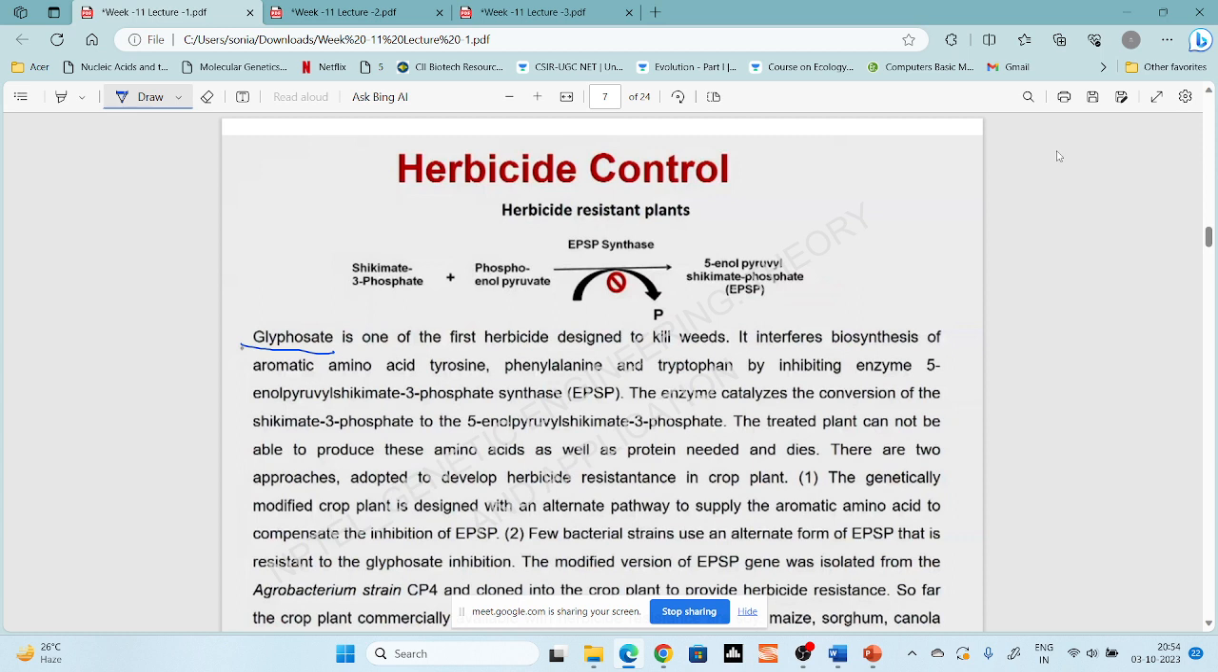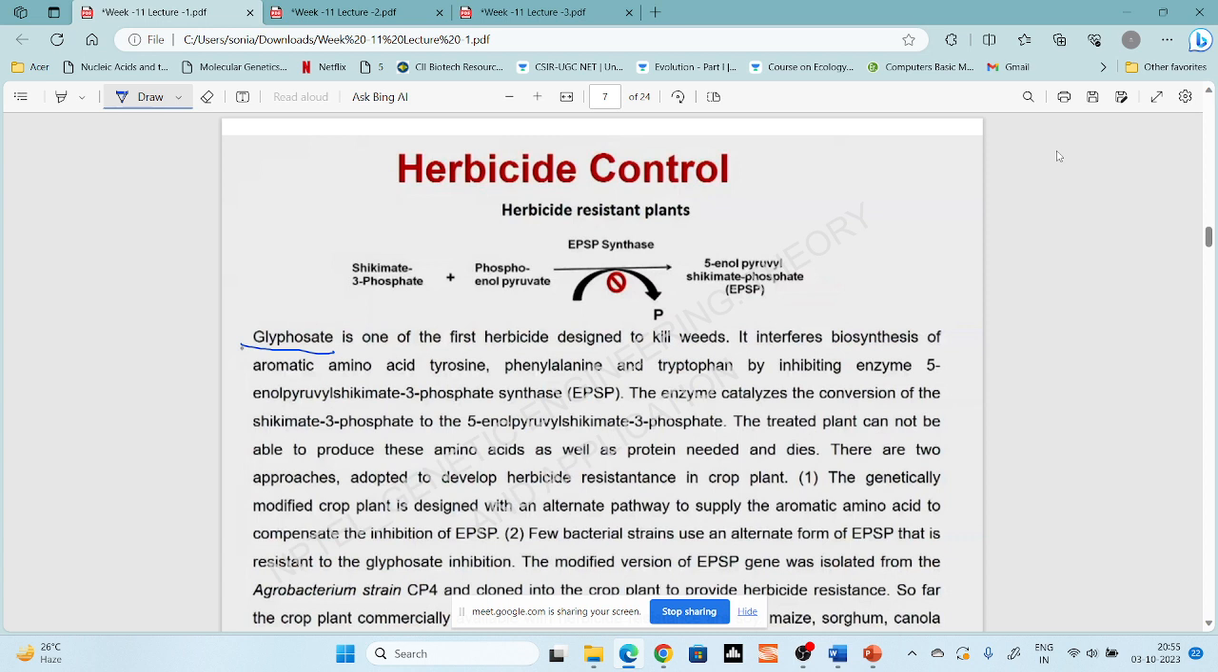Like in this example, it is taking up the glyphosate, but we are providing it with an alternative pathway to overcome the problem. See, what is the negative effect of that herbicide? The negative effect of this herbicide is that it is causing the inhibition of the amino acid synthesis pathway. That is the only negative effect.